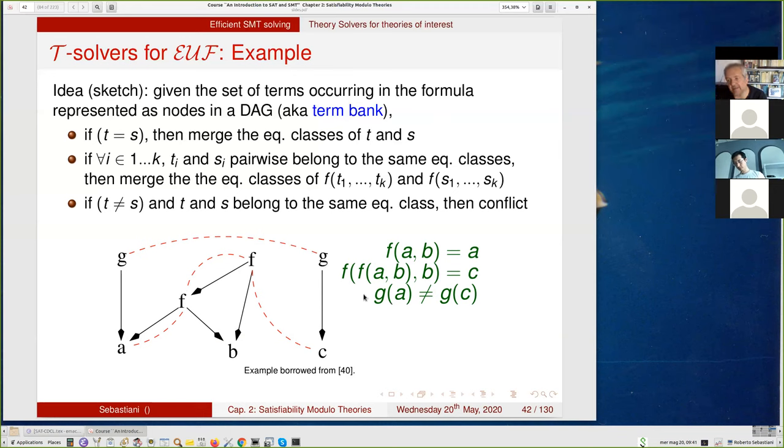But now, okay, so we have built the e-graph. But now from this e-graph, we can do something. Well, first of all, we can conclude that this is inconsistent, right? Or suppose this constraint was not there. So imagine that you had only the equalities. You passed only the equalities. Then you had the atom G of A equals G of C somewhere in the formula. Then you could deduce G of A equals G of C. In general, you can deduce all the atoms which are an equivalence between terms which belong to the same equivalence class. So this tool has deductive capabilities.